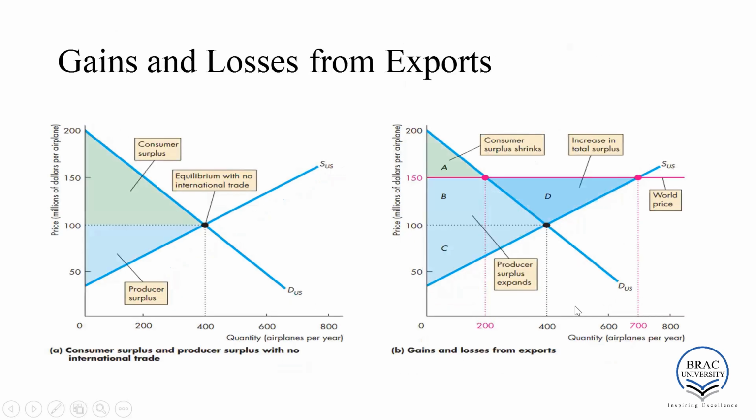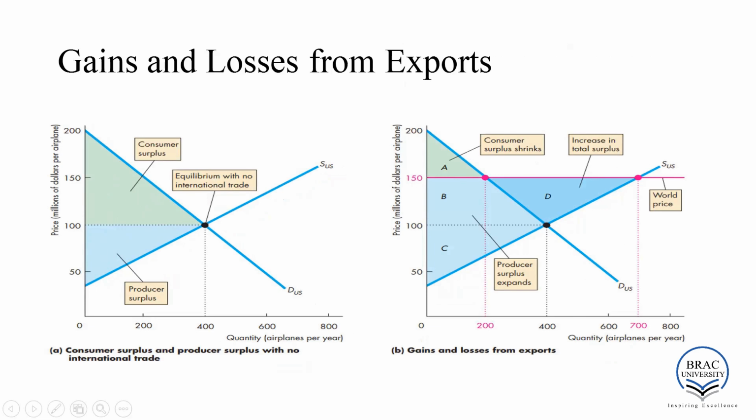Okay, so now let's look at the gains and losses from exports. So the first scenario is when there is no trade. When there is no trade, it's very simple. So we can find the consumer surplus just below the demand curve and over the price. The green triangle is the consumer surplus, and the producer surplus is the area above the supply curve and below the price, which is the blue area.